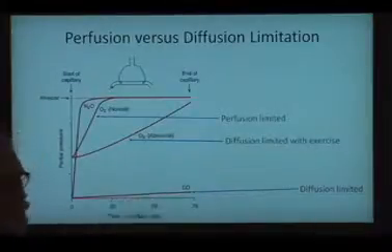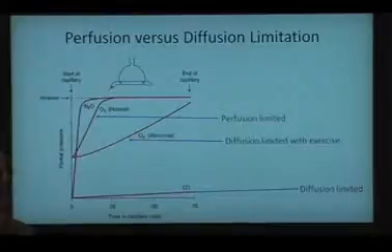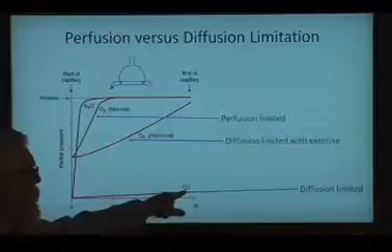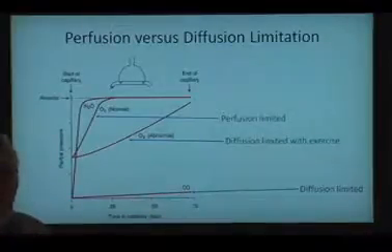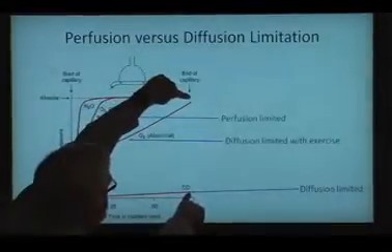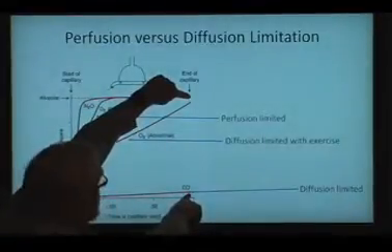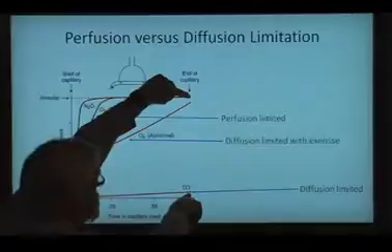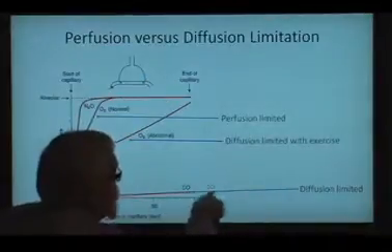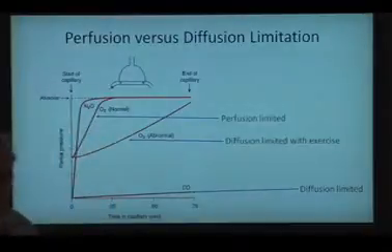So as soon as the CO moves into the bloodstream, it's bound up by hemoglobin. So the partial pressure of carbon monoxide does not go up very much in the bloodstream. So there remains a big concentration difference between the alveolus and the bloodstream for CO diffusion, so that in that way CO is diffusion limited.